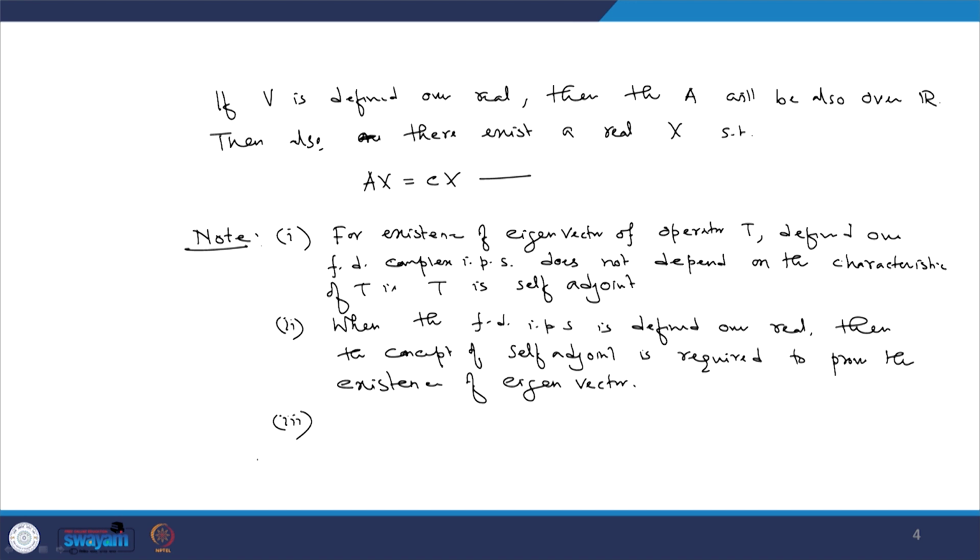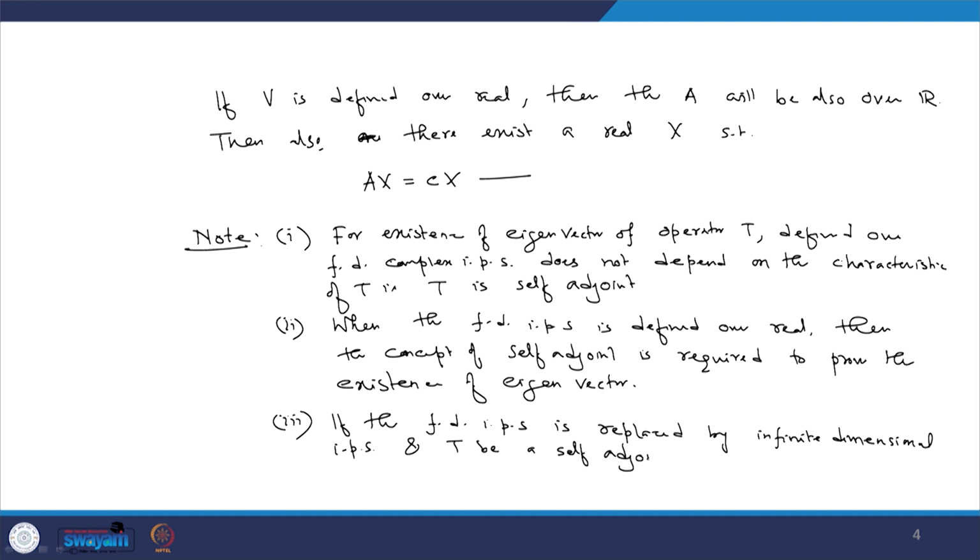And third, we have shown the result only for a finite dimensional inner product space. If the finite dimensional inner product space is replaced by an infinite dimensional inner product space and T is a self-adjoint linear operator on this space, then the operator may not have an eigenvector.